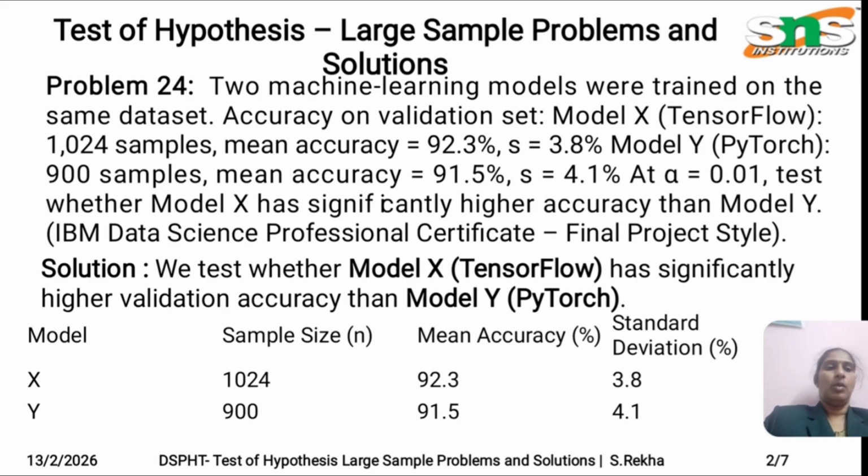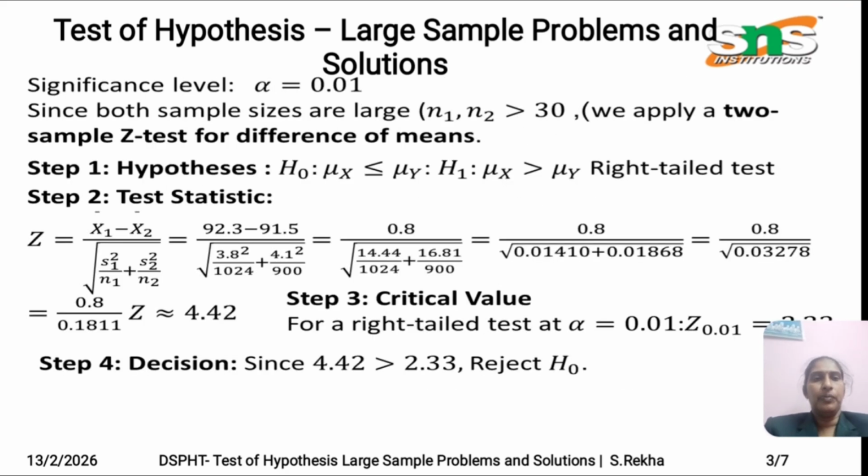So let us consider model X as 1024 samples with a mean accuracy of 92.3 and S equal to 3.8, whereas for model Y it is 900 samples with a mean accuracy of 91.5 and S equal to 4.1, and here alpha is 1% significance. The given values should be treated as X and Y with the sample sizes, mean accuracies 92.3 and 91.5, and standard deviations 3.8 and 4.1. For this case, it is a large sample case.